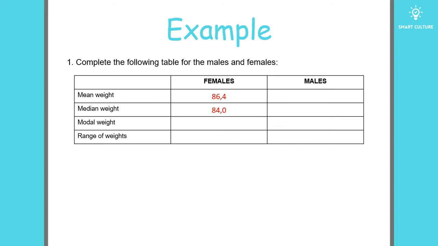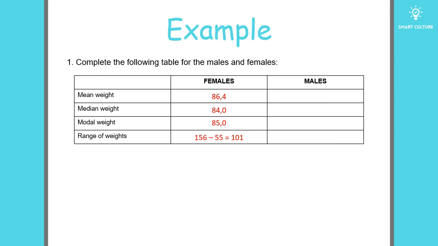Next, we'll determine the modal weights. Now remember, the mode is the value that appears most often in a set of data values. So for the females, it will be 85. Lastly, we want to determine the range of weights. So we find the minimum value, and then we find the maximum value, and then we subtract. 156 minus 55 equals 101. So the range is 101 for the females.